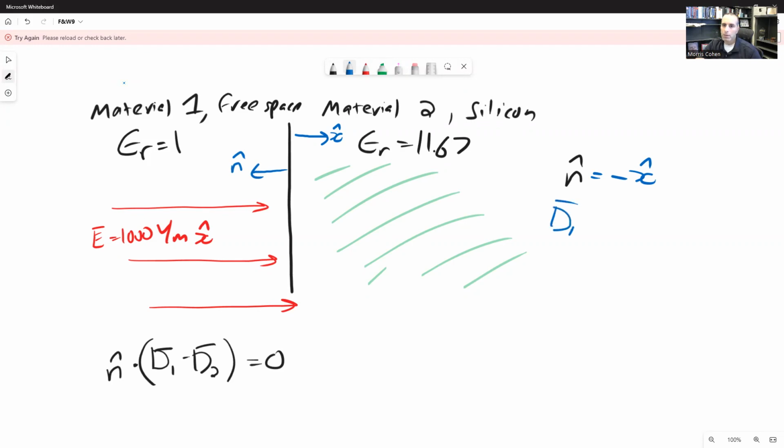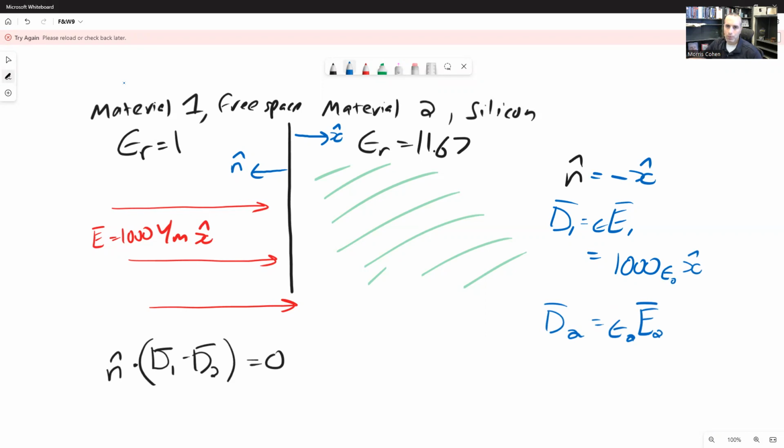D1 is going to be epsilon times E1, which is equal to 1,000 times epsilon naught times x hat. All right, so that's D1. D2 we don't know, but we can say that D2 equals epsilon 2 times E2. All right, so let's put all this together.